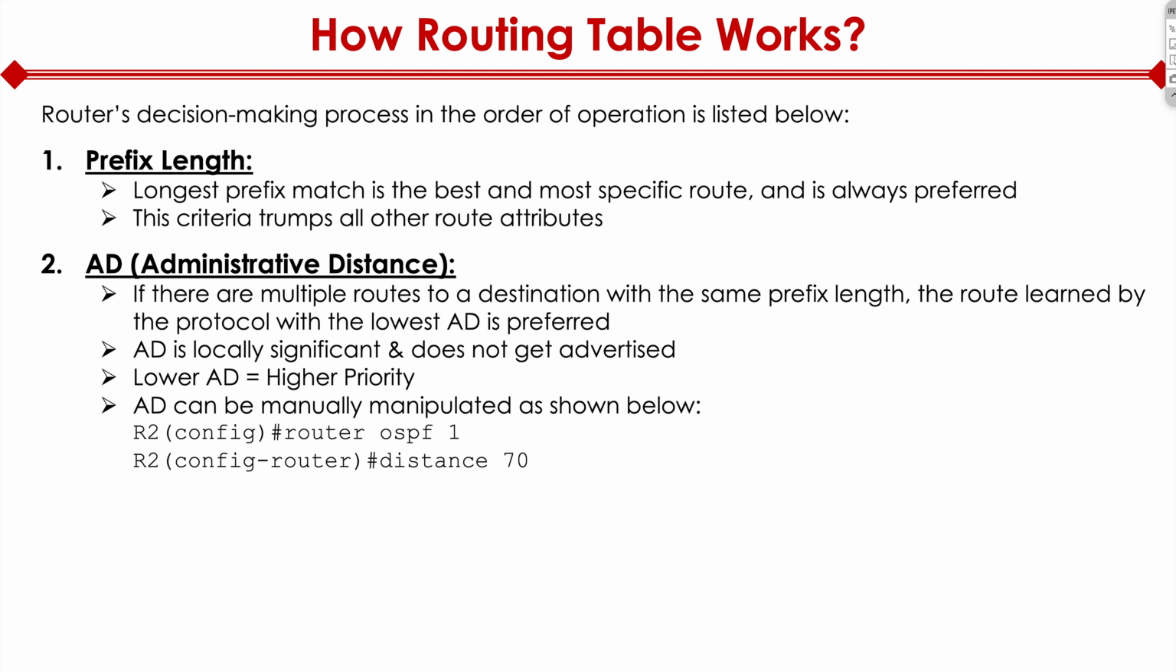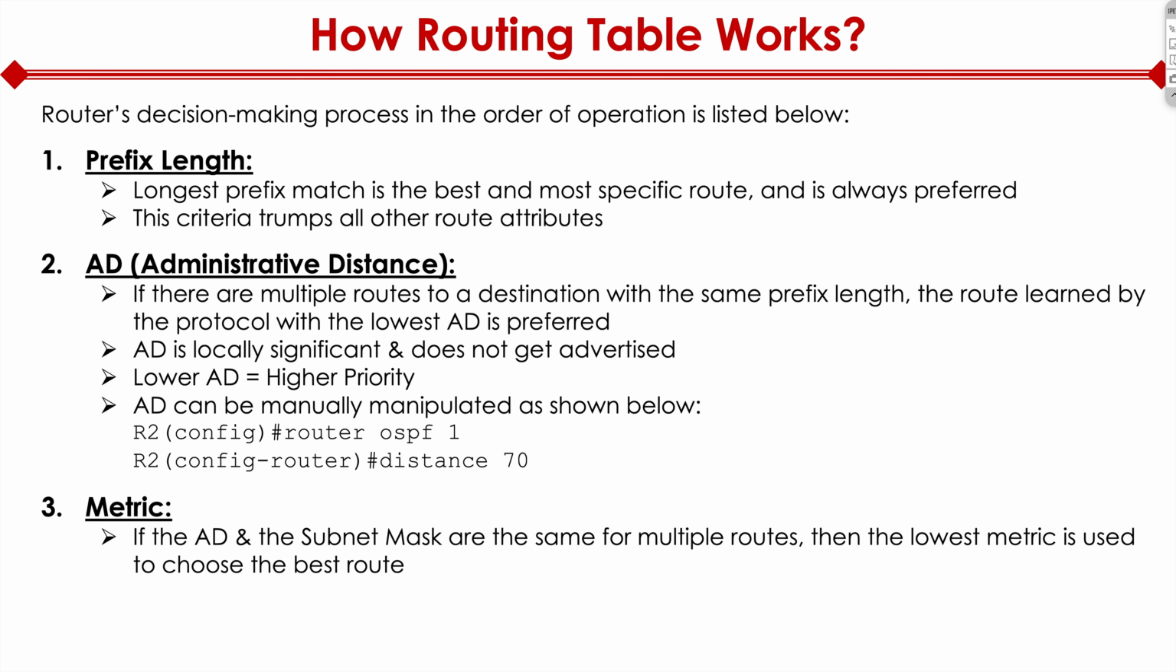So for example, here's a sample config. If you're in a router, we can type in router OSPF 1, and then under the router OSPF configuration, we can change the distance to 70, for example, and that would change the administrative distance of the OSPF routing protocol on that router.